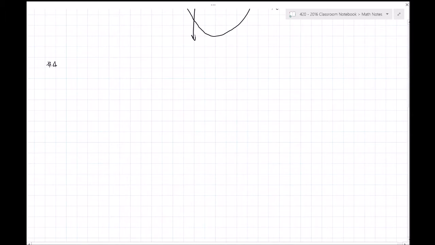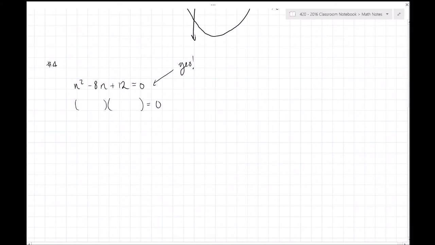So what we're going to do is make sure that it's set equal to 0. Then we are going to factor the equation. We're going to set each factor equal to 0 and solve them for x. So first thing we do, is it set equal to 0? Yes. So we can keep going. Next step, factor the equation.